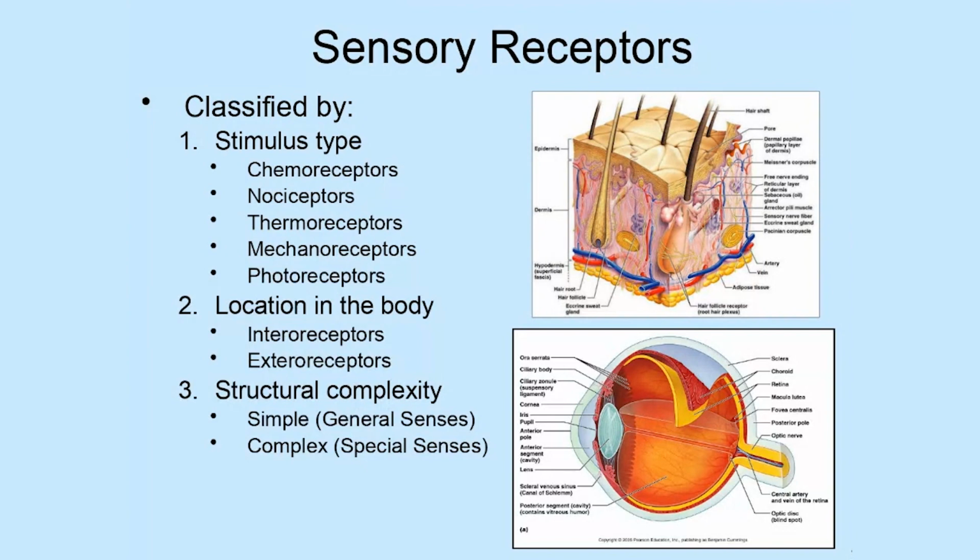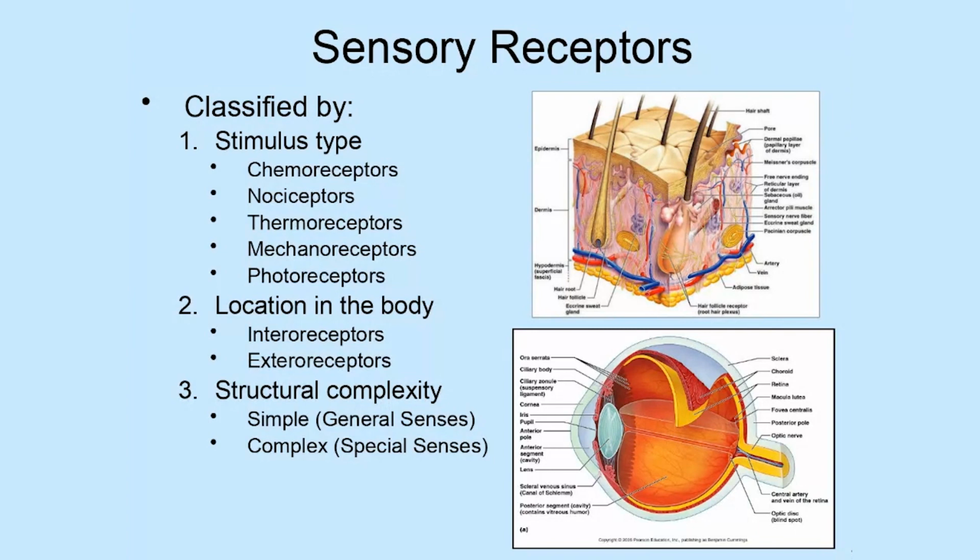There are three different ways that we can classify sensory receptors. So the first way, and probably the most common way, is just by the type of stimulus that they are most responsive to. When we classify receptors by the type of stimulus that they're most responsive to, there are 5 different categories, and I want to talk about each one of these categories and really what they're picking up or what they are specifically responding to.